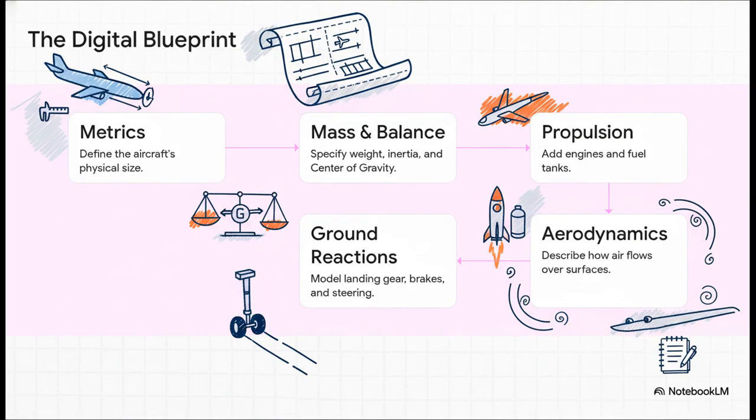And putting this blueprint together feels kind of like assembling a model kit, but with data. You start with the basics. How big is it? What's the wingspan? Then you define its weight and where its center of gravity is. After that, you bolt on the engines and the fuel tanks. Then comes the tricky part, describing how air flows over every surface. And finally, you tell it how to act on the ground, the landing gear, the brakes, all of it.